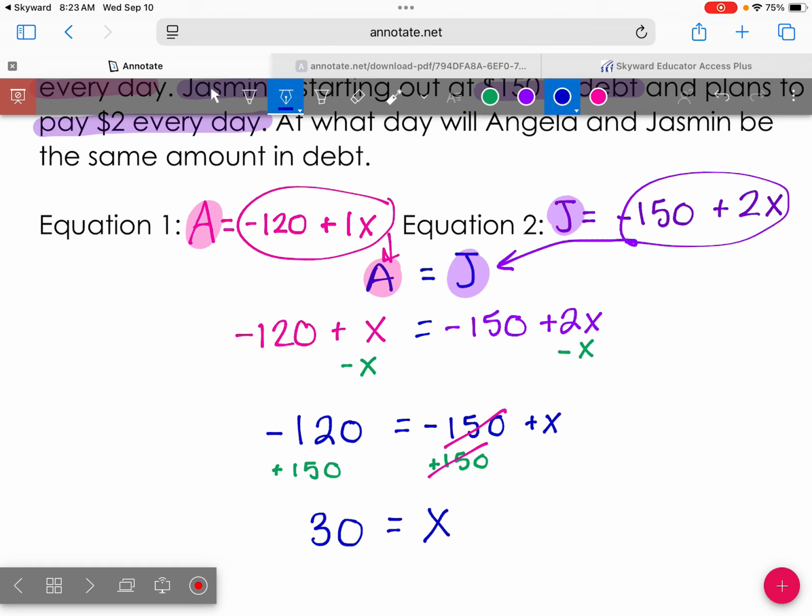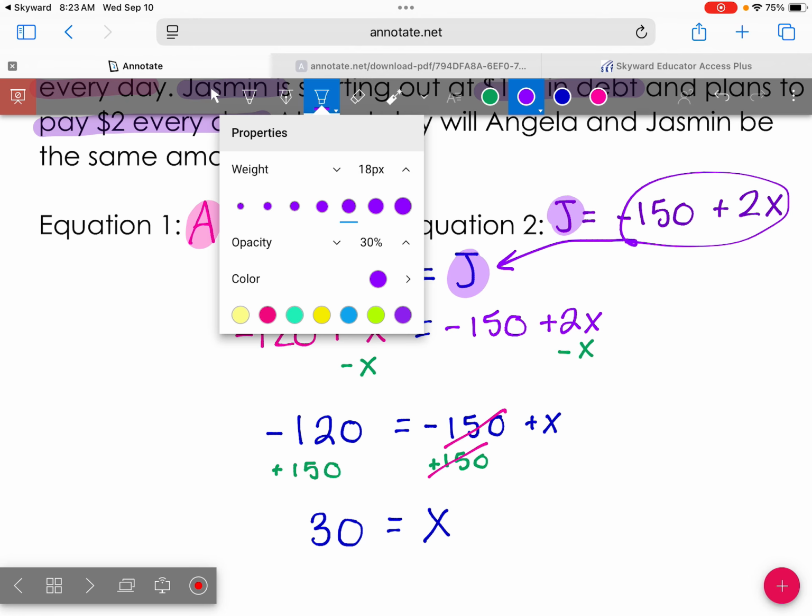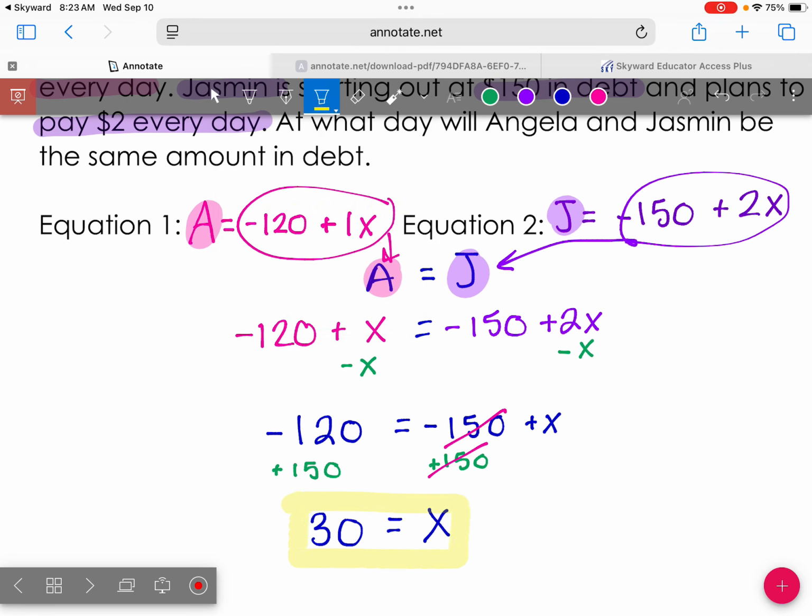Go. We can do that. They don't ask us how much money they owe. I could figure out the Y and figure out how much they'd owe on day 30, but we don't have to. All we're asked is on what day. So that's our answer for this one. On 30 days, they're going to owe the same amount of money.